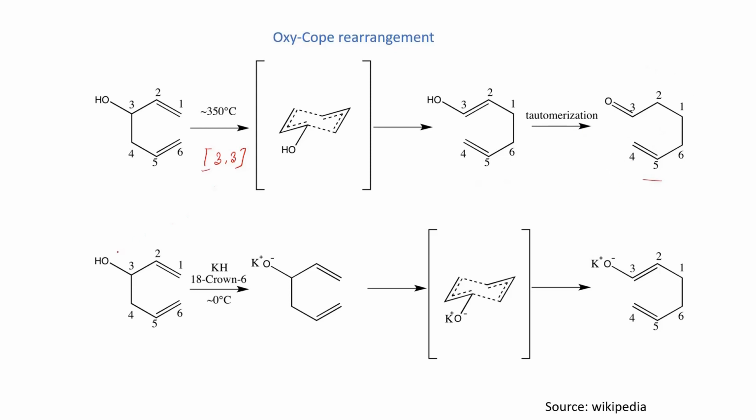But if we somehow generate the carbanion in this reaction using potassium hydride and 18-crown-6, the reaction will be much faster, and we can perform it at room temperature, even at low temperature, 0 degrees centigrade, and the reaction time will also be less, because this carbanion stabilizes the transition state. The 18-crown-6 is used to trap the potassium ion. If we use potassium hydride alone, the reaction will also be faster, but if we additionally add 18-crown-6, the reaction will be much faster than in this first type of example.